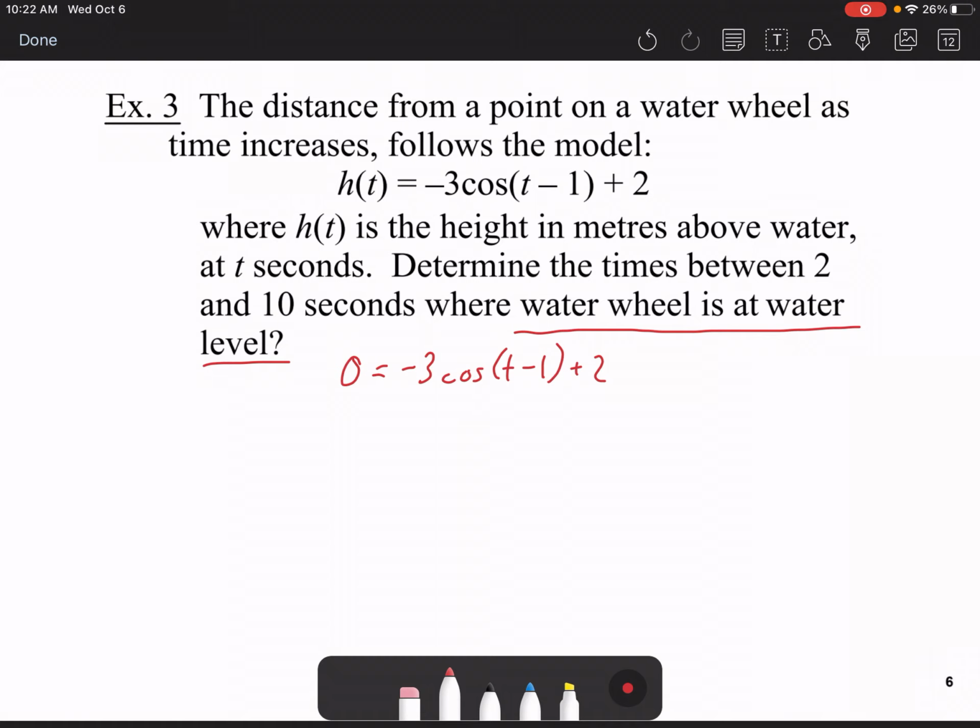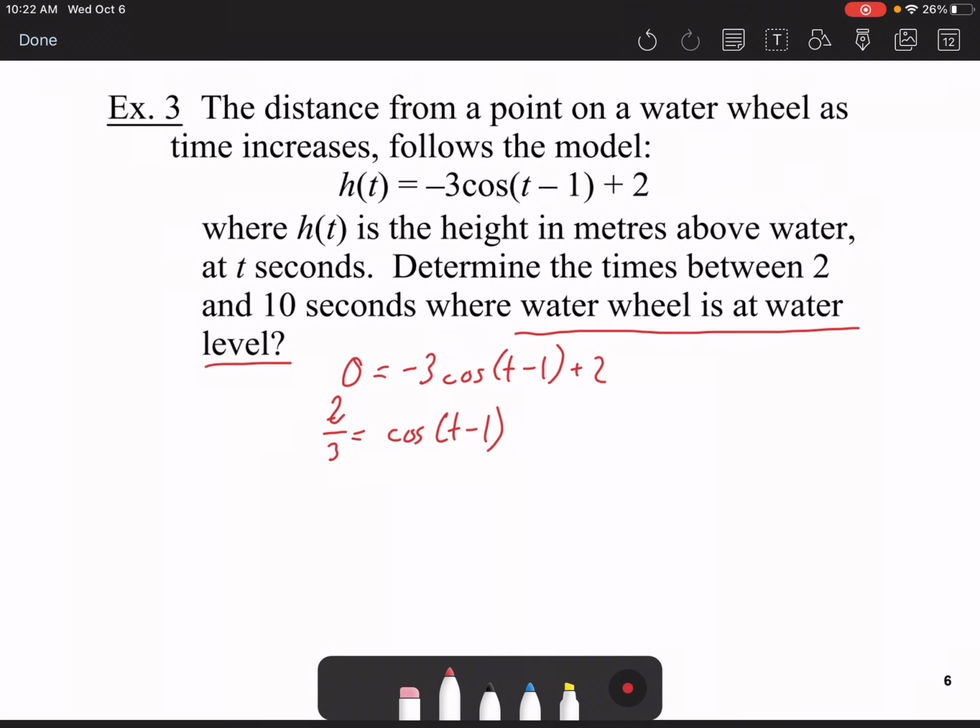Okay, so I can subtract 2 off of both sides. I can divide by -3, sorry. So I get 2 over 3 equals cosine of t minus 1. So that means t minus 1 is equal to the cosine inverse of 2/3. Well, remember, you can change this into a theta to find the two possible outcomes here.